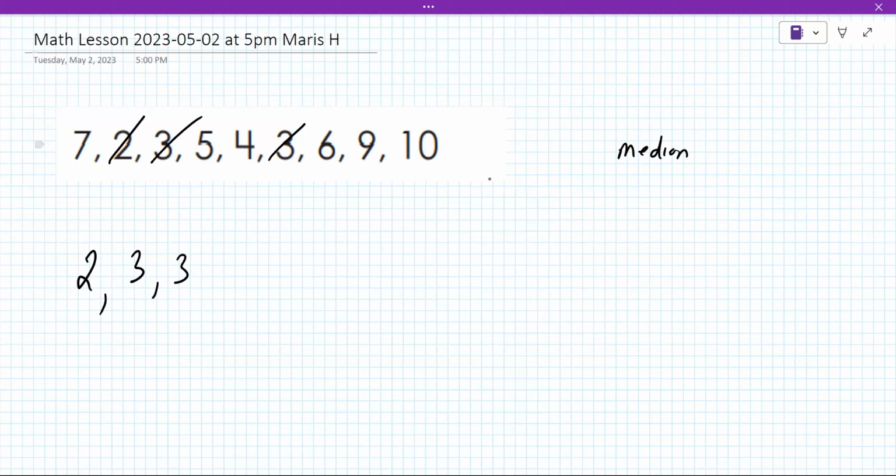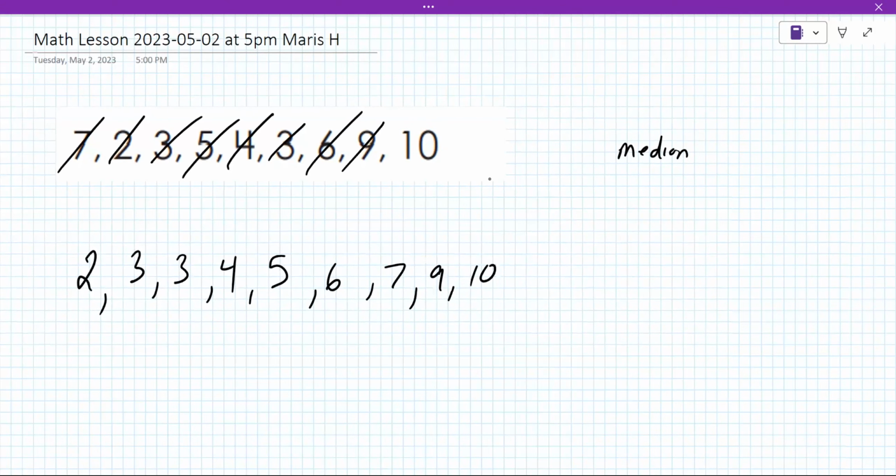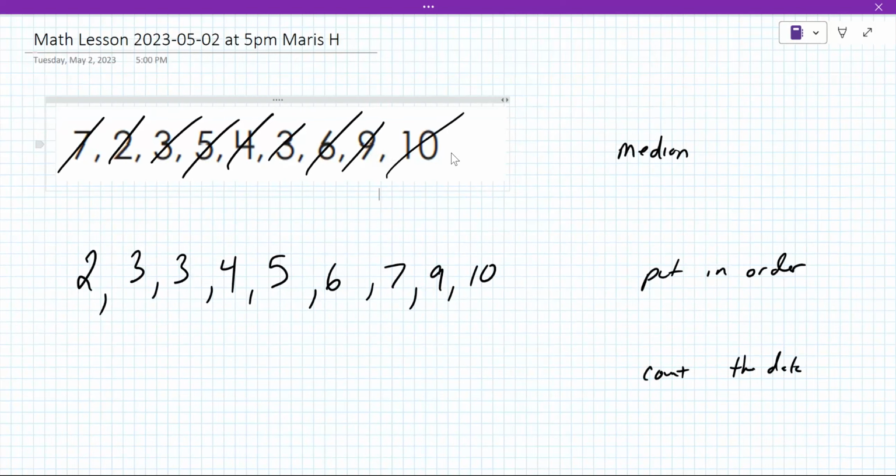Then you keep scanning, looks like there's a 4, a 5, 6, 7, a 9, and a 10. So you put the data in order. That's typically very important to do. The next thing is to count the data for 2 reasons. One, you want to make sure that you wrote the same number of numbers that are given, and you actually do need the total. So could you quickly count this for us?